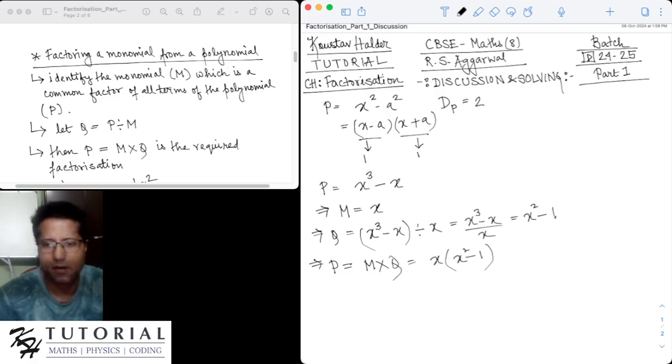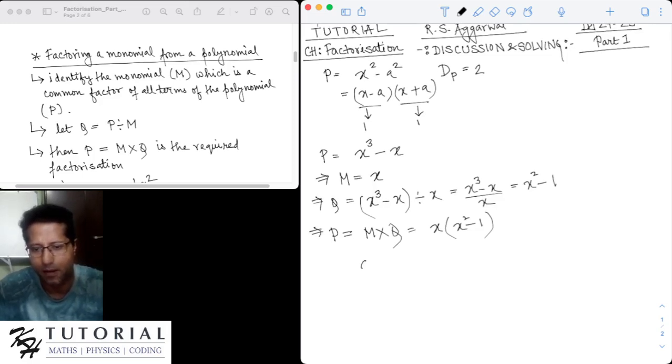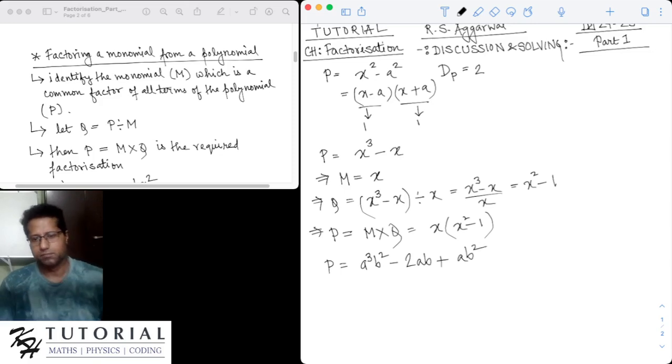Let's take a few more examples so that you will get the proper idea. Let's say I have a polynomial p equal to a cube b square minus twice ab plus ab square. This is a trinomial having three terms. The terms are a cube b square, minus 2ab, and ab square.